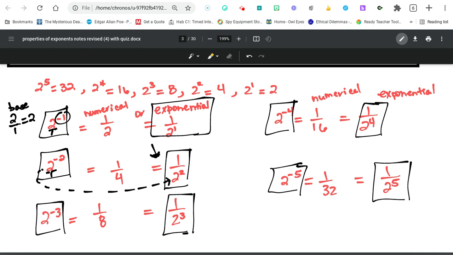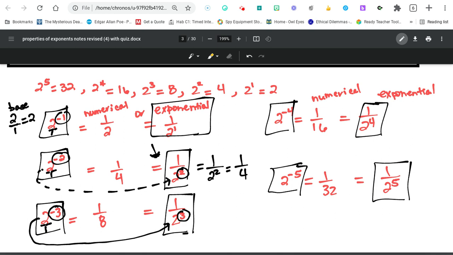But when it does that, the exponent is no longer negative. The exponent is positive. And everybody knows that 2 to the second power is 4. Or look at here. A base of 2 is actually a base of 2 over 1. But my base of 2 moves from the numerator to the denominator when the exponent is negative, and the exponent becomes positive. And everybody knows that 2 to the third power is 8.